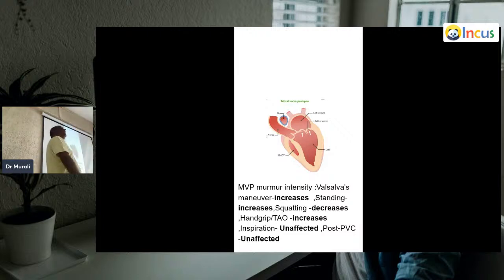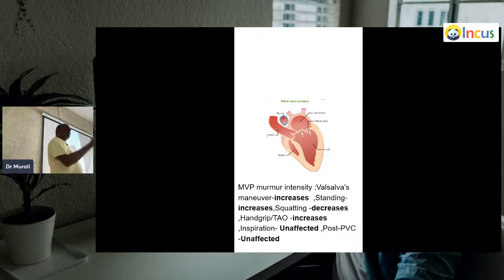There is a decreased venous return, smaller size of the chamber, greater amount of prolapse. Squatting, opposite. Increased venous return, larger chamber size, less amount of prolapse.